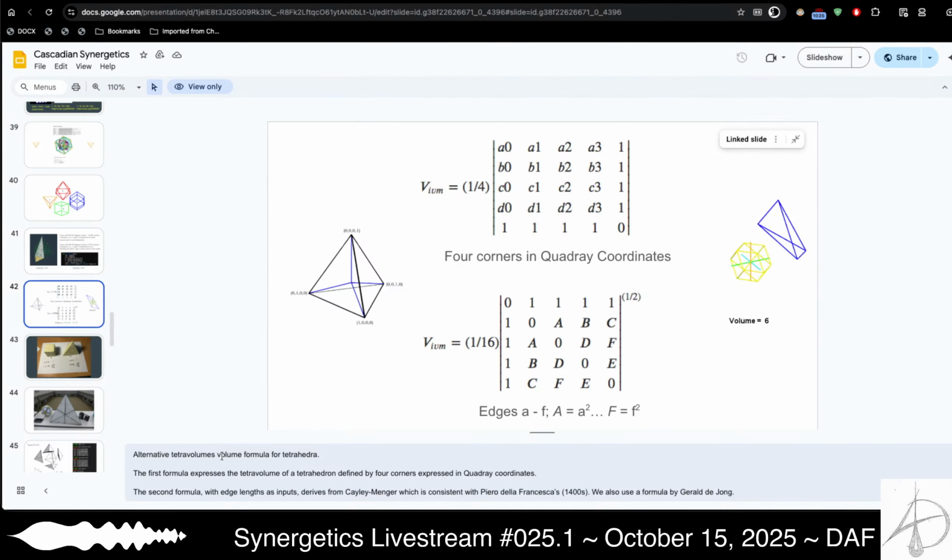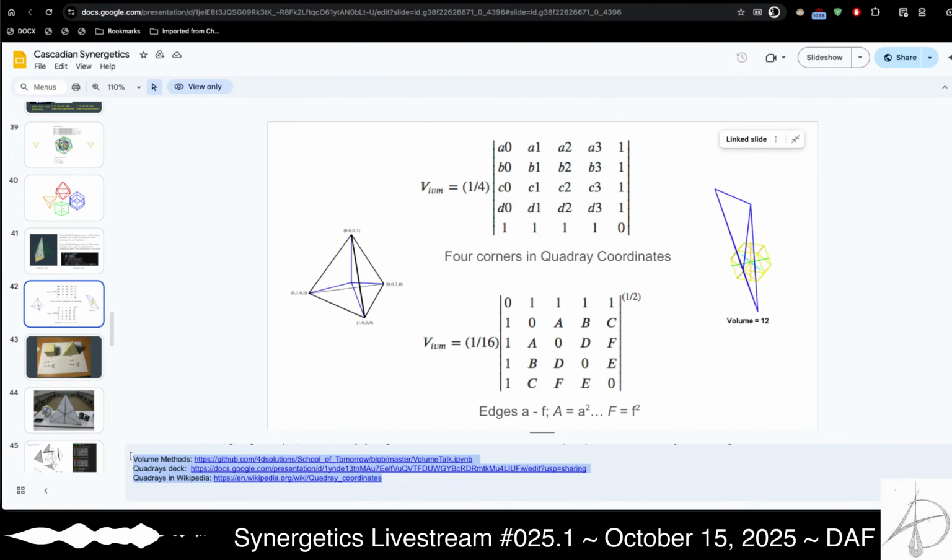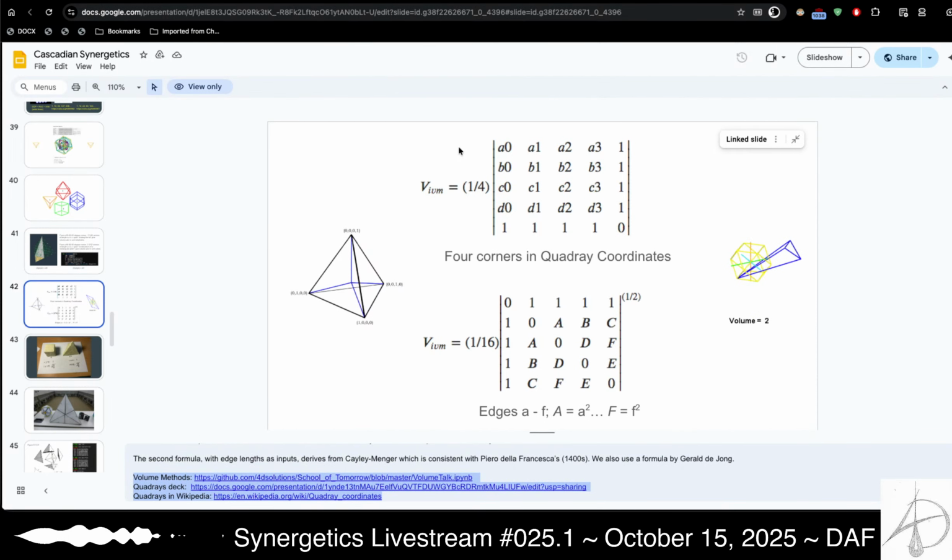Here's alternative tetravolume formulas for tetrahedra. So these are ways to calculate volume where the unit tetrahedra with that quadray at the center has a volume of 1. The first formula is the tetravolume defined by the 4 corners expressed in quadray coordinates. The second formula has edge lengths as input, derives from Cayley-Menger, which is consistent with Piero della Francesca's work from the 1400s. And also Gerald de Jong has done some work on this, and there's a bunch of notebooks and code and more information about this.